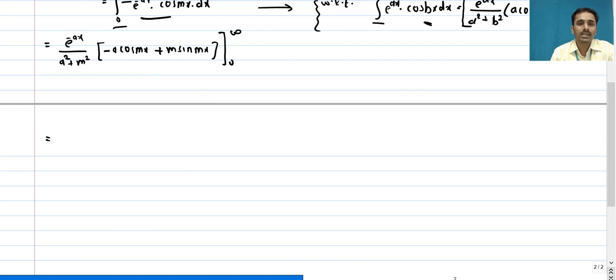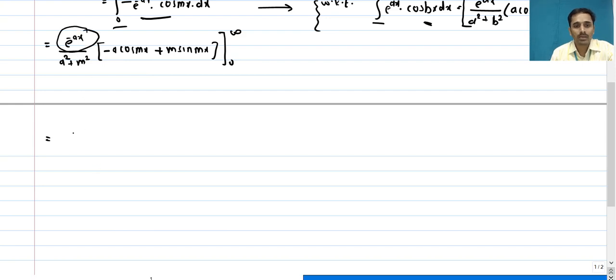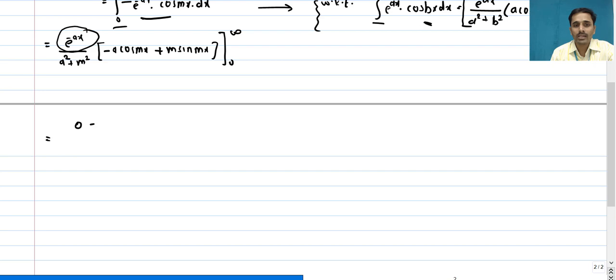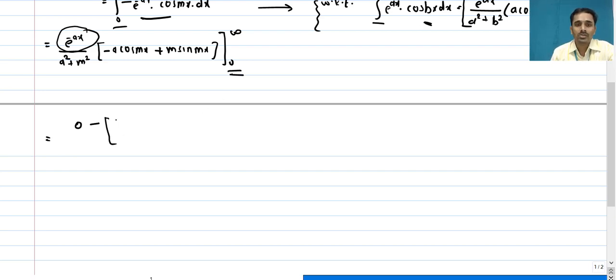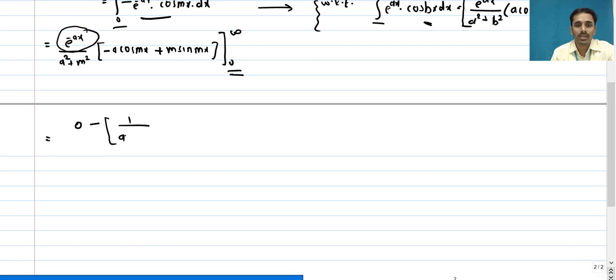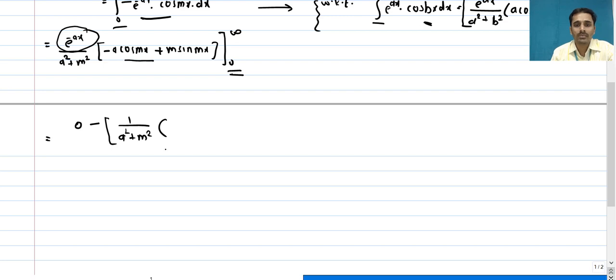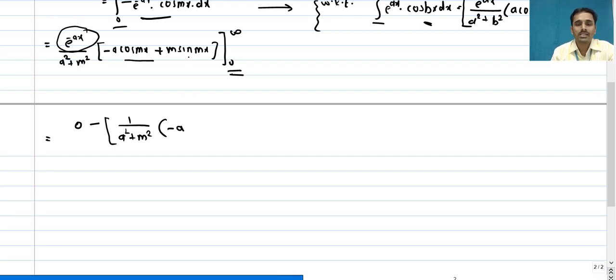We have e raised to minus infinity is 0. That's why the upper limit value is 0. Minus the lower limit, where we are now putting x as 0. So e raised to 0 is 1 upon a square plus m square. Now cos 0 is 1, that's why minus a, and sin 0 is 0, that's why plus 0. And this minus becomes plus, that's why we have a upon a square plus m square as the value of dI upon dm.